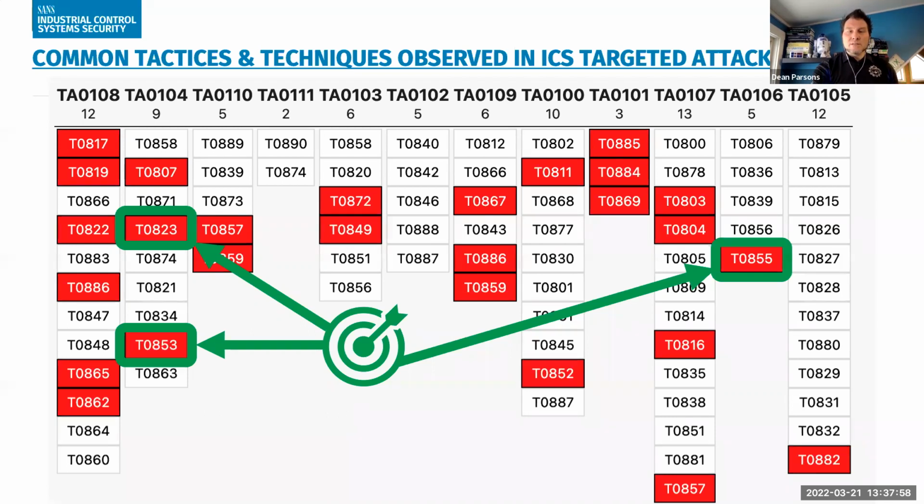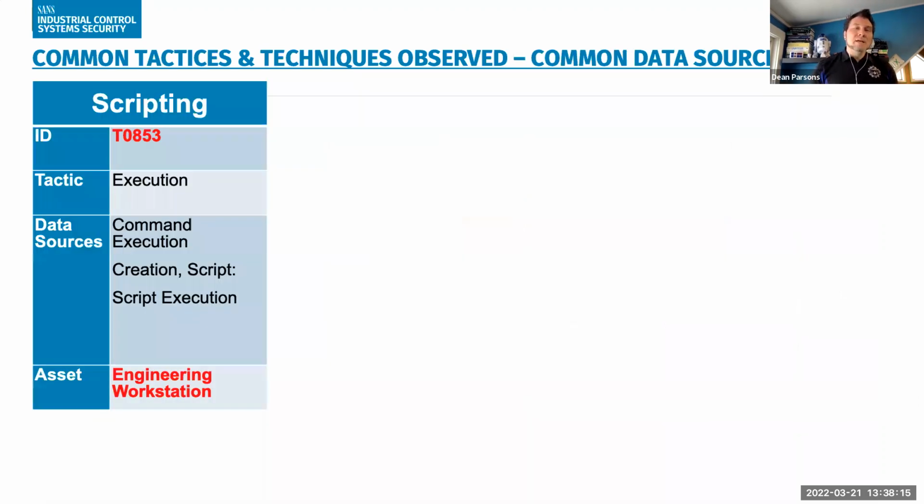So if we take these T0823, 853, and also 855 and break them out a little bit more, let's kind of align these to the related data sources we want to get. Let's see some similarities between these 3 and possibly give you a top 3 data sources for your ICS for threat hunting. Now, we've taken the scripting aspect here, the 853. Obviously, the tactic here is execution, some kind of aspect of malware or malicious code in the environment, or just plain and simply living off the land, using it for nefarious purposes.